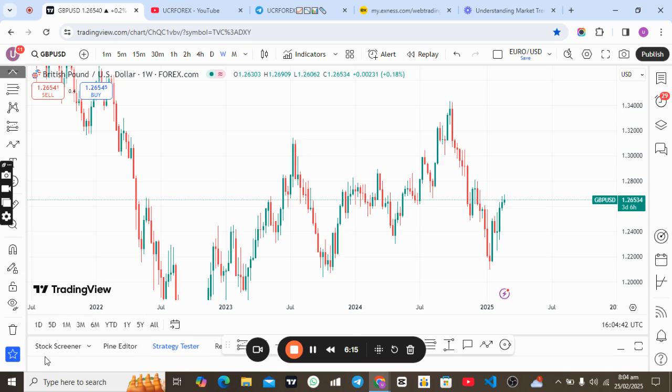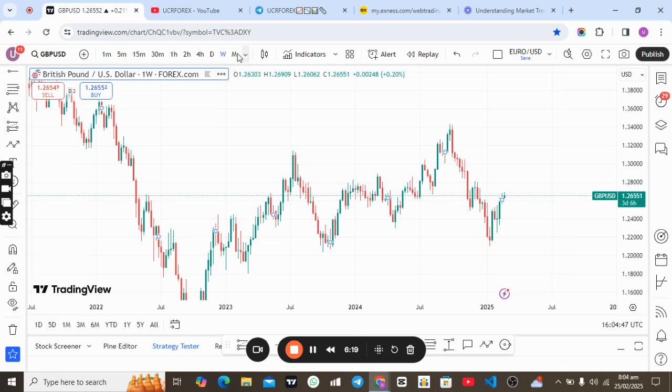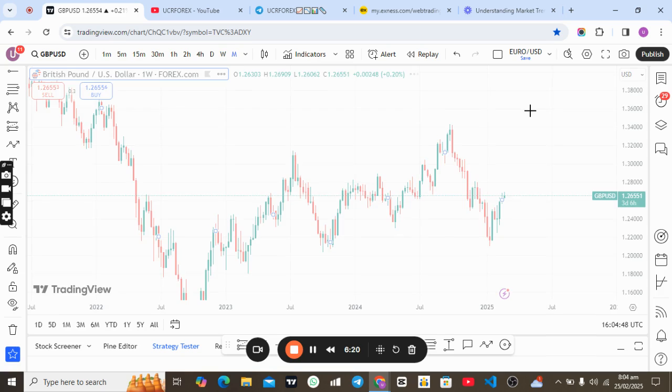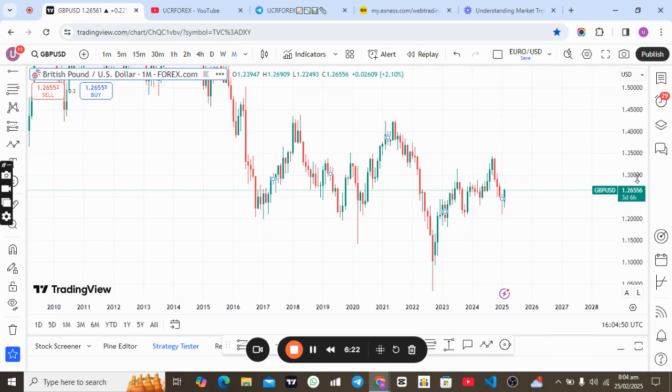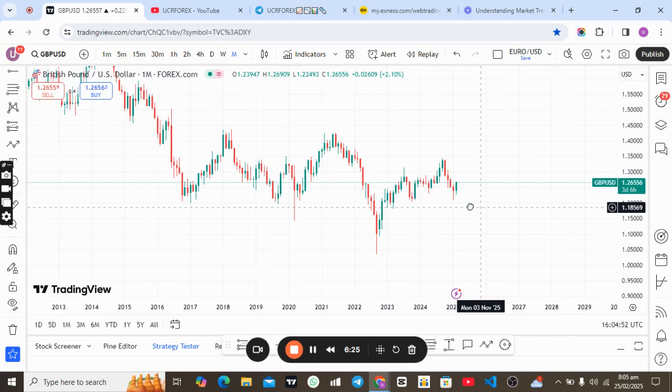All right. Okay, we have cleared the chart now. So let's first of all go to monthly time frame. One person is going to shout now, why are you going to monthly time frame? What do you want to do on monthly time frame?